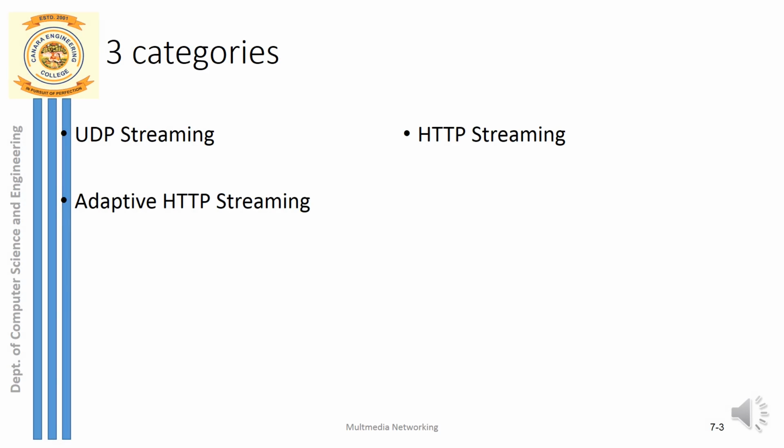We have three categories in streaming stored video and audio. The first category is UDP streaming. The second category is the HTTP streaming technique, and the third and last is the adaptive HTTP streaming technique. We'll see each of these streaming techniques in detail.